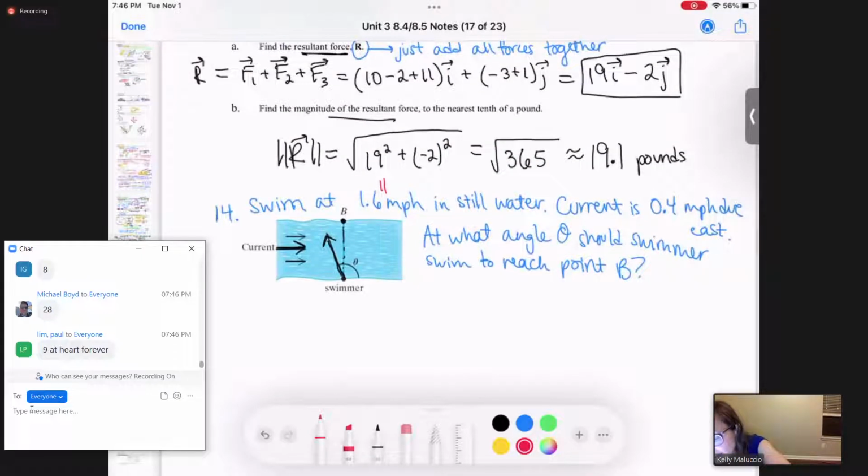But just to see this, this 1.6 miles per hour represents a vector. We're writing this as V sub B. We'll write this as this vector.